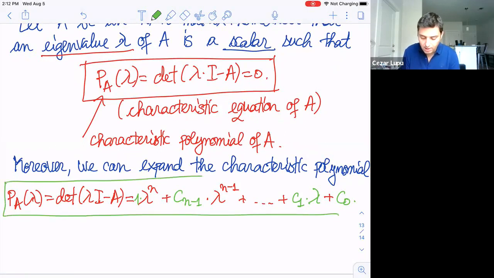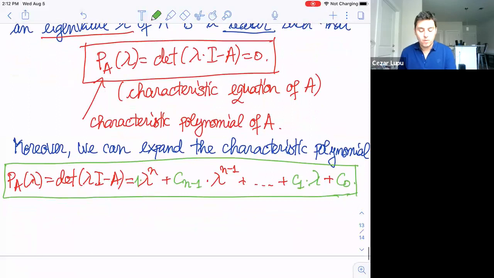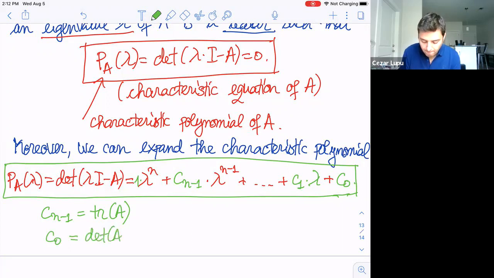As you can see, it's a polynomial of degree n, right? And moreover, we can identify some coefficients. C_{n-1} will always be the negative of the trace of A, and C0 will always be the determinant of A, up to sign. Keep this in mind.